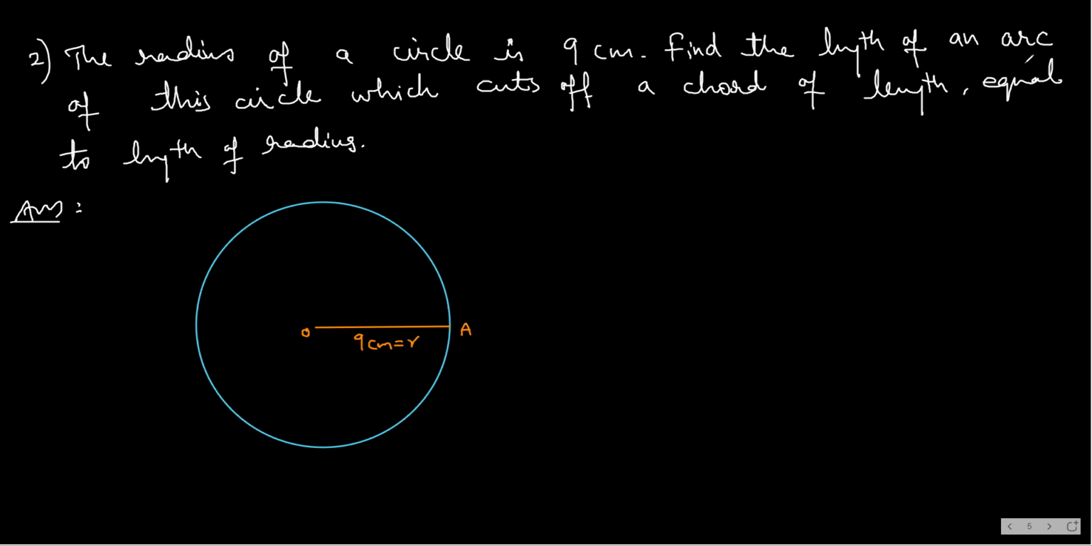What they say, find the length of an arc of this circle which cuts off a chord of length equal to length of the radius. You know, students, they talk about one arc of the circle. See, they talk about some arc of the circle, and what is that arc doing? That arc is a very specific arc. You know why? Because for that arc, if you join the initial and the final point of the arc, you get a chord.